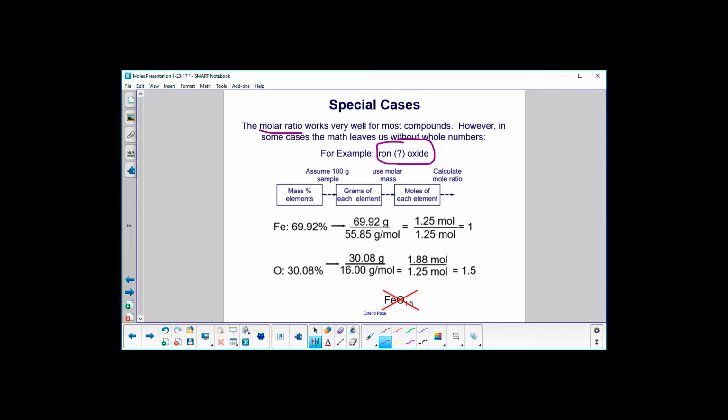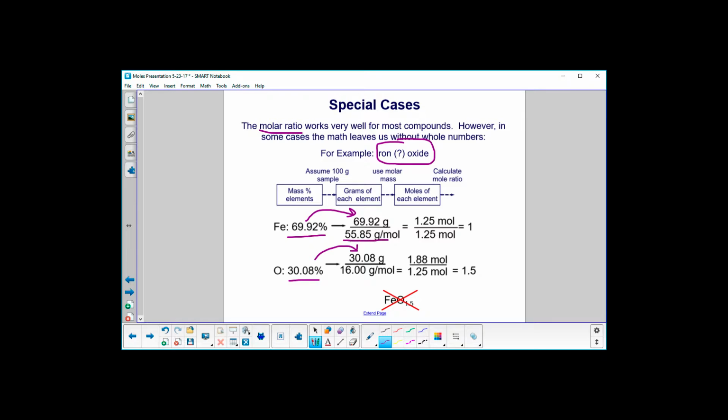We're not sure what valence we have on iron. So we're going to use the same process, assume a 100 gram sample. And in this case, we're told that iron makes up 69.92% of this compound and oxygen is 30.08. First thing we do is we convert that to moles using the molar mass. We have the 69.92. We say that's 69.92 grams because we have a 100 gram sample. Oxygen, 30.08 grams. We divide each one by its molar mass.